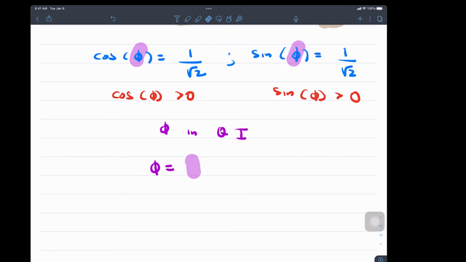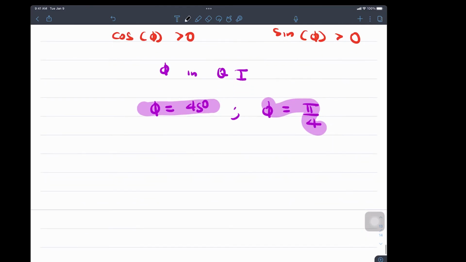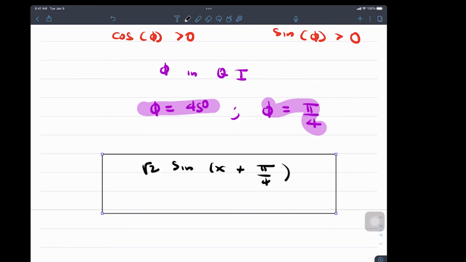So you don't always know. I'm going to just remark about this. It's not always, in some sense, that easy. Yes, you would have to use your calculator, but phi is pi over 4, ladies and gentlemen. Is that right? So once you get K and phi, what do you say? Square root of 2 sine of x plus pi over 4. Easy breezy lemon squeezy.